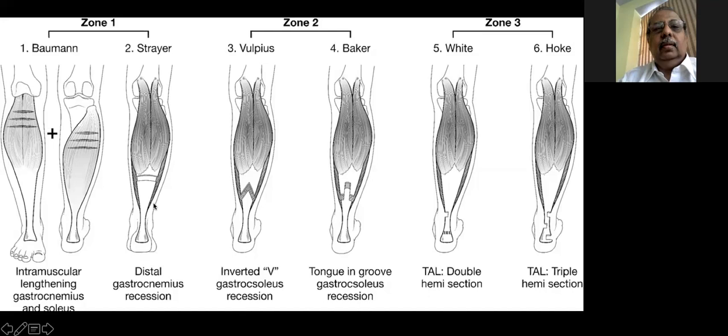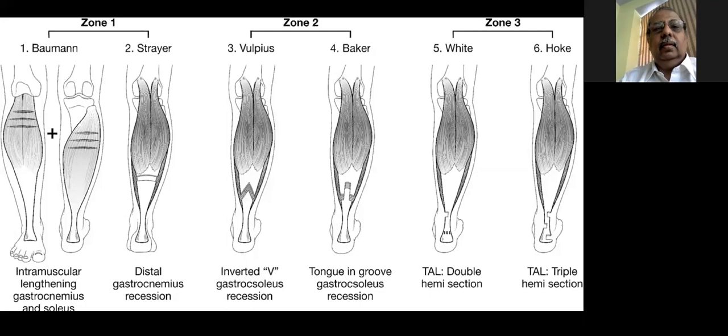Suppose you want to lengthen the gastrocnemius alone, then you will have to do it at the first two levels. The first level is called the Baumann's. The second is called the Strayer's, which is the commonest gastrocnemius recession that is done. And going down, the fascia of gastrocnemius have already merged. So here what you are getting is a gastrocnemius plus soleus fascia and underneath, the soleus muscle.